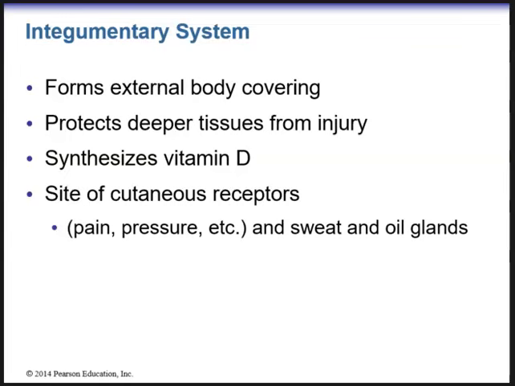The integumentary system protects deeper tissues from injury. It is responsible for synthesizing vitamin D. And also it is the site of our cutaneous receptors, such as receptors for pain and pressure, as well as the site for sweat and oil glands.